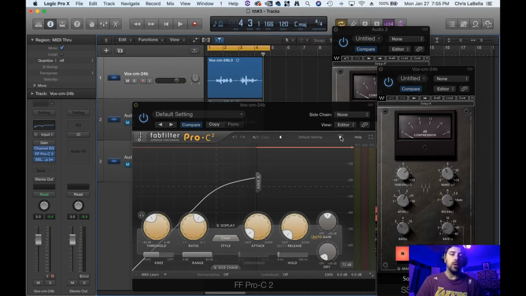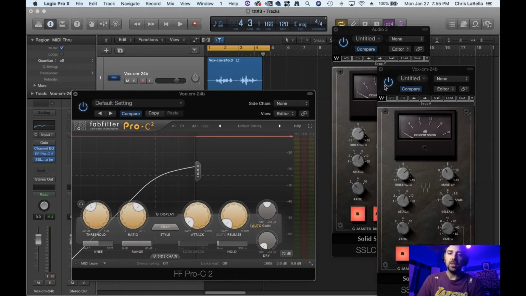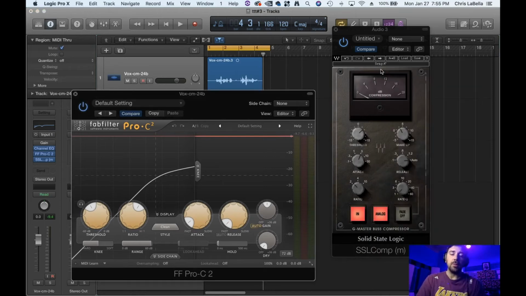Now, one thing you want to note is that a lot of these plugins, especially the ones that emulate analog gear, are optimized to accept a signal at negative 18 decibels. So it's always better to err on the side of being quieter because you can always turn that signal up later.